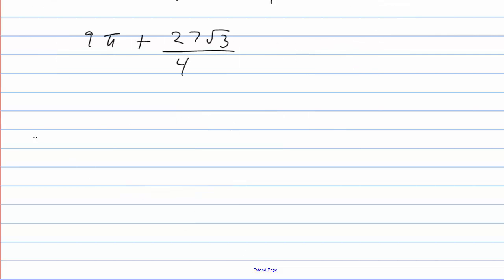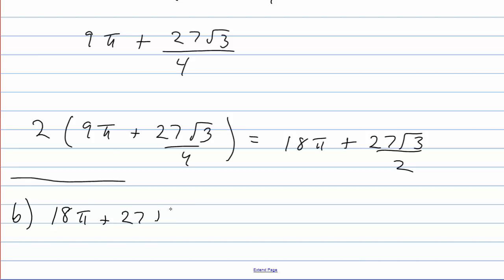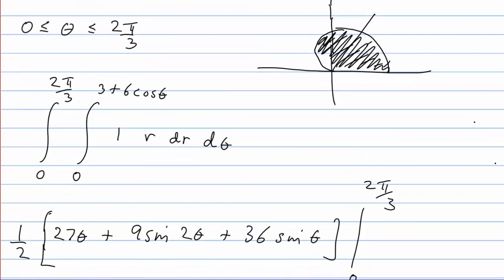So we really get 18 pi plus 27 radical 3 over 2. Okay, so finally, to find the area of the region outside the inner loop and inside the outer loop, we have to take this answer. So now we're finally getting the answer to part B. We have to take this, and we have to subtract the area of the inner loop. So let's go back and see what that was.